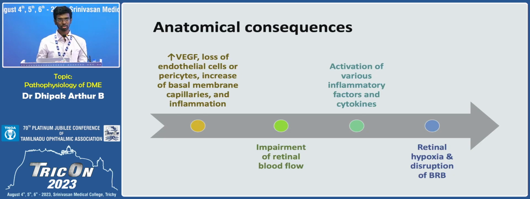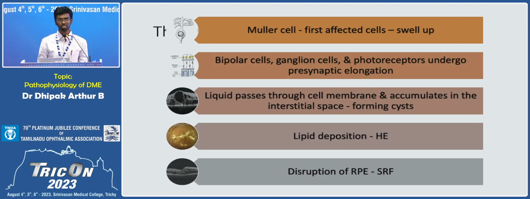And all these cytokines and chemicals which I had spoken about come into this loop, this vicious cycle, ultimately leading to disruption of the blood-retinal barrier. If we actually go to the cellular level, the Muller cells, those glial cells, are the cells which are first affected. They swell up, and eventually the bipolar cells, ganglion cells, and photoreceptors all undergo different structural changes like elongation.